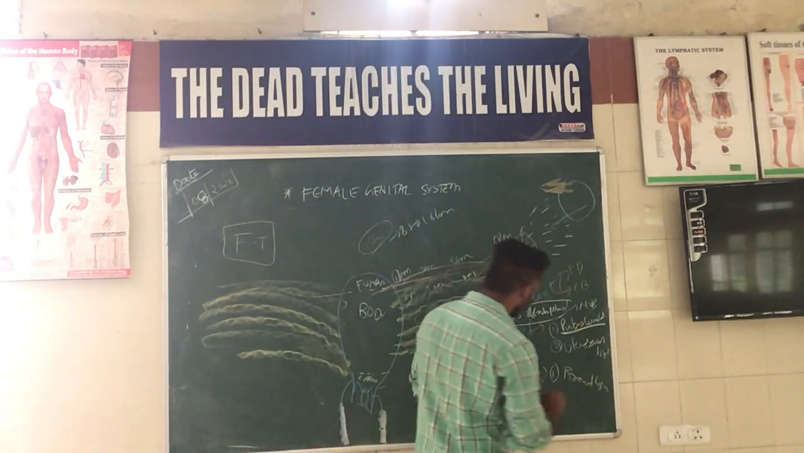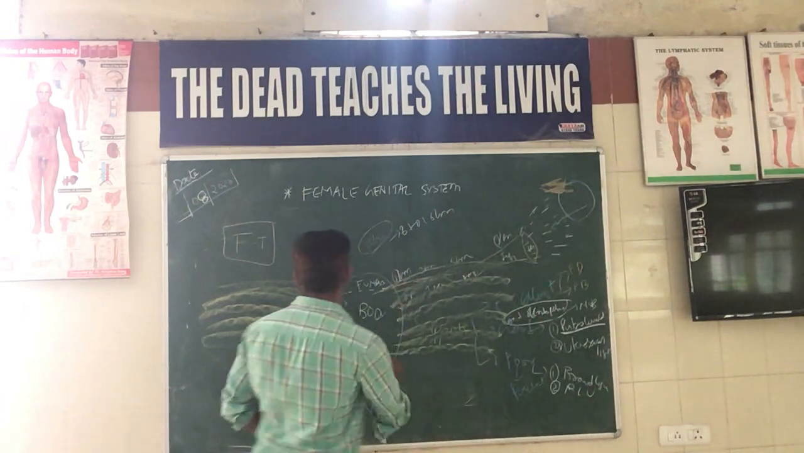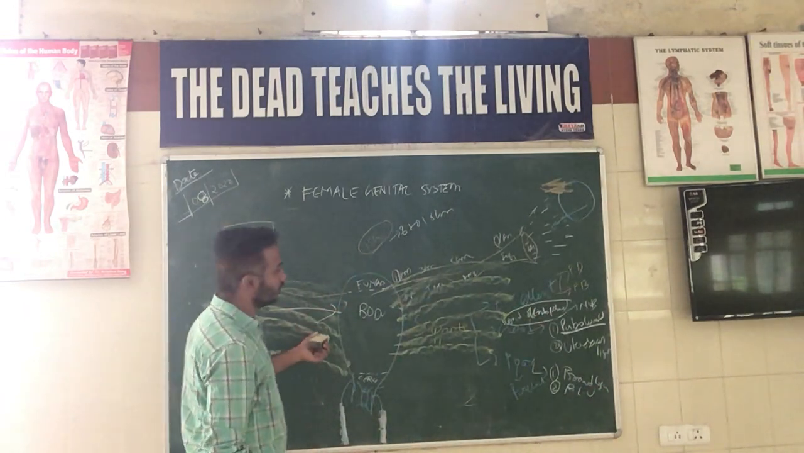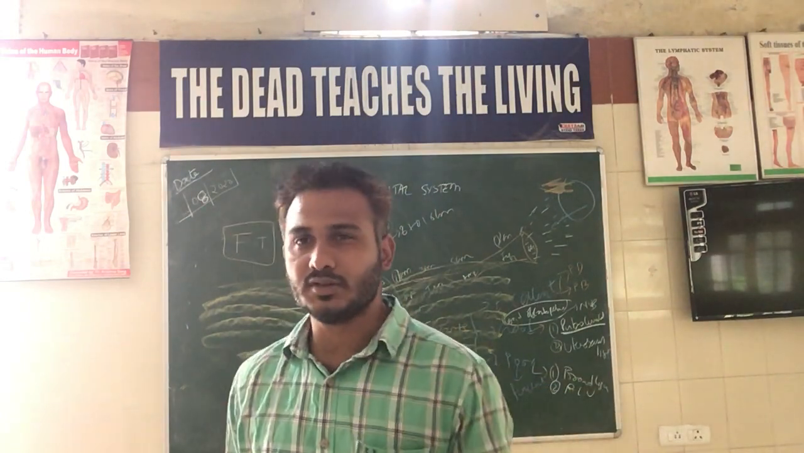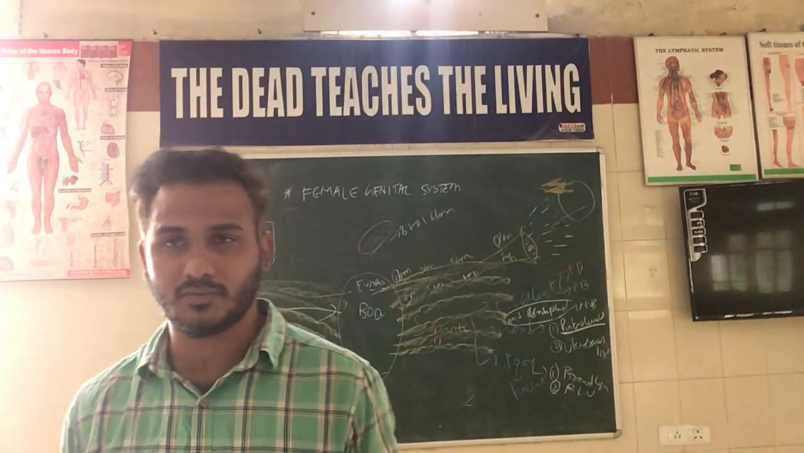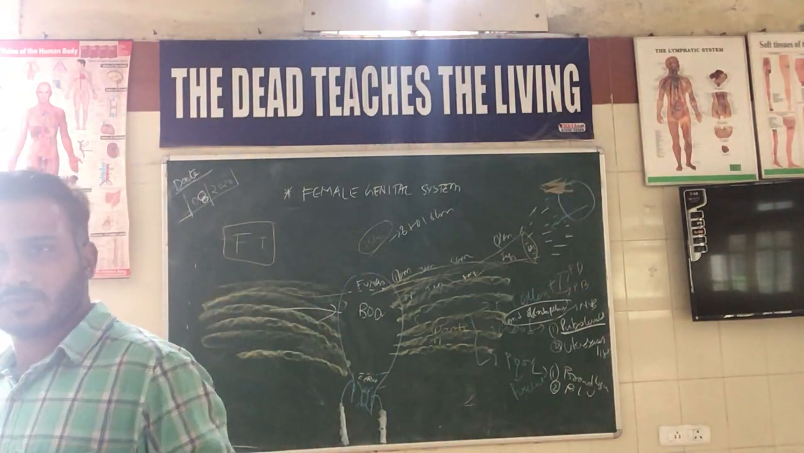This is also one of the poor supports, the round ligament of the uterus, which is essentially one of the structures maintaining the anteversion angle of the uterus. So these are some of the basic structures.